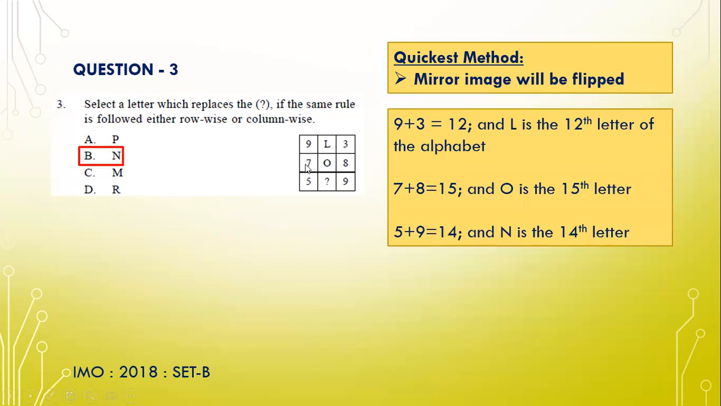12th letter. 7 plus 8 is 15. And O is the 15th letter. So similarly, 9 and 5 is 14. And what is the 14th letter? Two letters after L: L, M, N. N is the 14th letter. So N is the question mark.